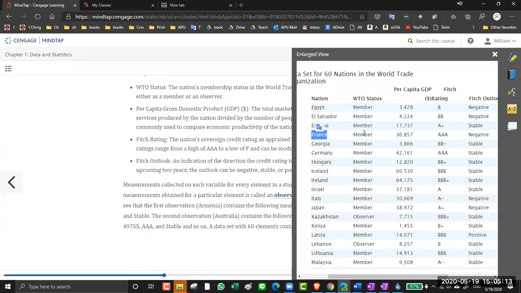Member. So I want us to understand that measurement doesn't have to be a number in this context. Okay, normally we think of measurement as a number, but it doesn't have to be a number here. Okay? What is France's per capita GDP measurement? 36,857. What is its Fitch rating measurement? Triple A. What is its Fitch outlook measurement? Negative. Okay? Everyone understand these words?